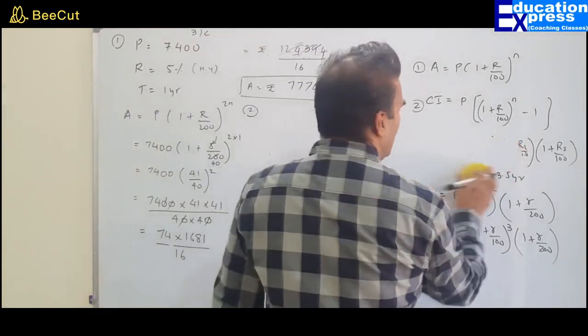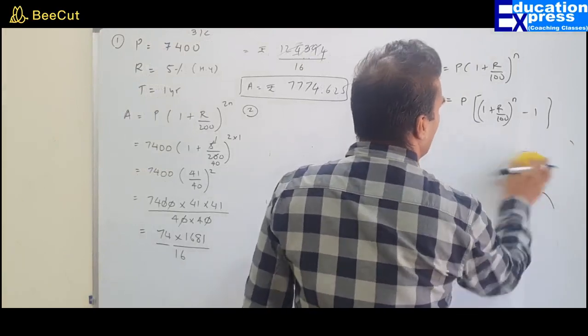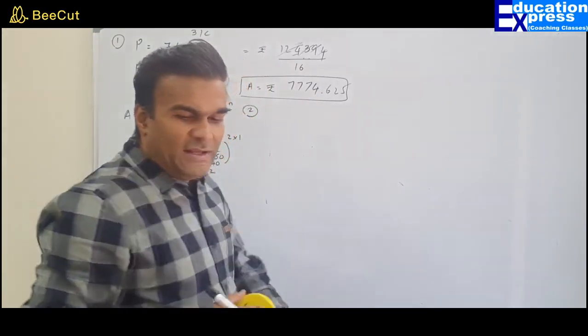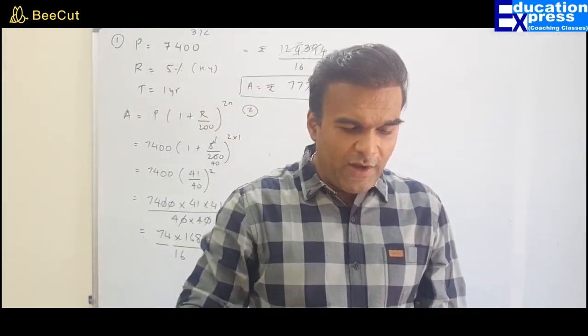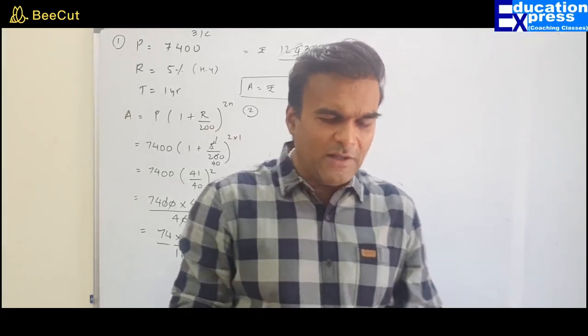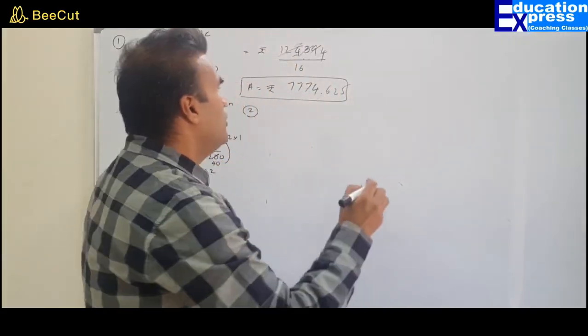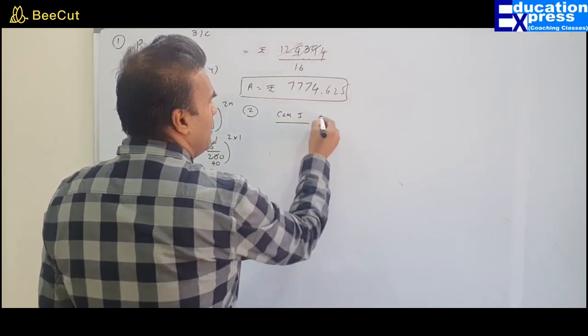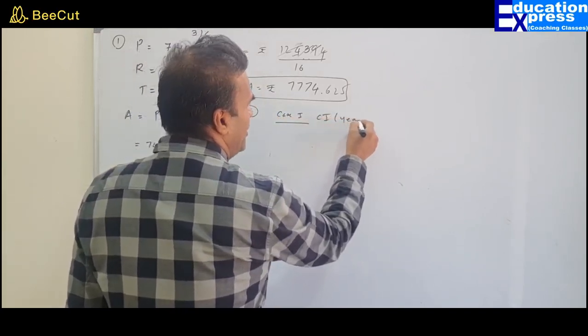Case 1, where the compound interest is compounded yearly. Case 2, when the compound interest is compounded half yearly. Alright. On rupees 10,000 for 18 months at 10%. So basically this is case 1. What is it? Compound interest compounded yearly.